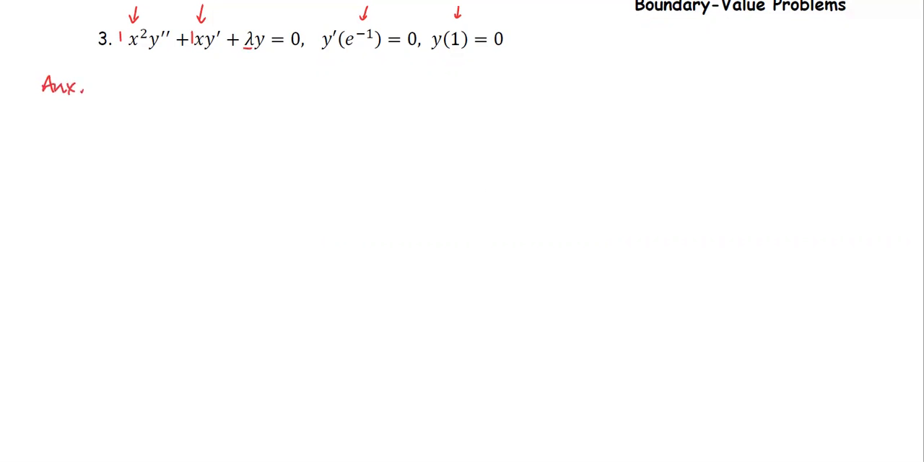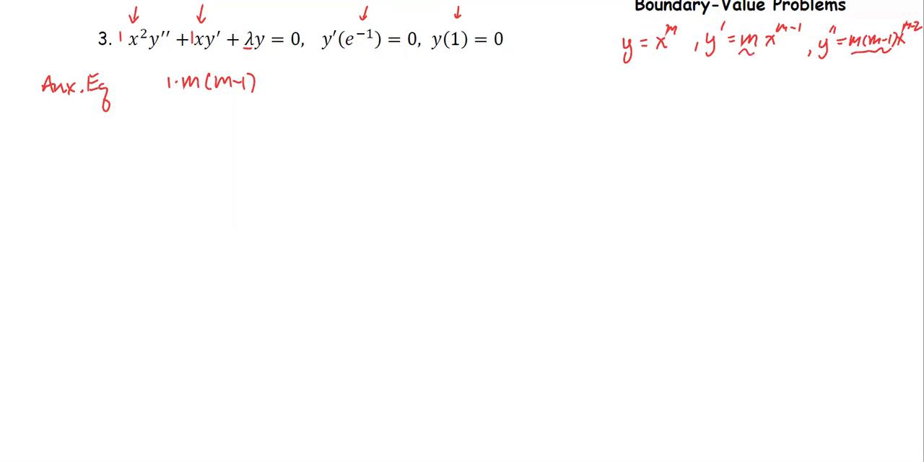The auxiliary equation, 1 times m minus 1. You recall that because it's from the solution pattern as y equals x to the power m. So y prime is m x to the m minus 1. Y double prime is m times m minus 1 times x to the m minus 2.